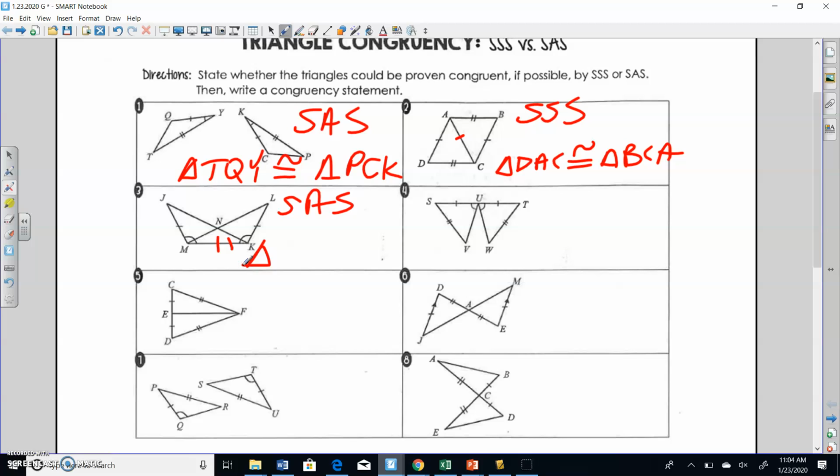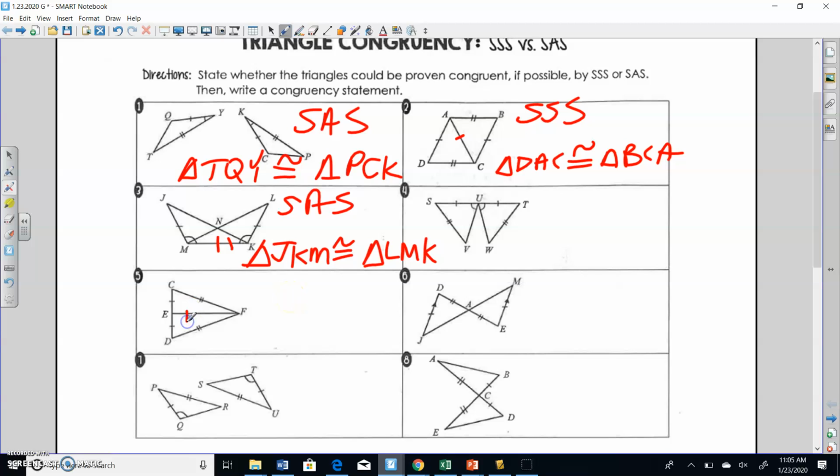So my first triangle, I'm going to call it JKM. And then the second triangle would be LMK. So your J matches up with your L, your K in your first with the M in the second, your M in the first with the K in the second. All right, number 4, not congruent because the angle is not the included angle. So no on 4.